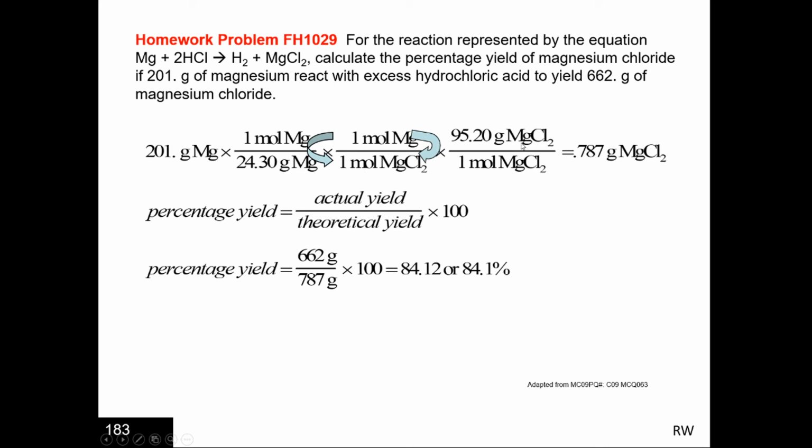All right, so the last step is to multiply by the molar mass of magnesium chloride, where you take 1 magnesium and 2 chlorines from the periodic table, add all that together, get 95.2 grams of MgCl2 over 1 mole of MgCl2. So you could have produced 787 grams, but you only produced 662, so your ratio is 84.1%. Your percentage yield is 84.1%.